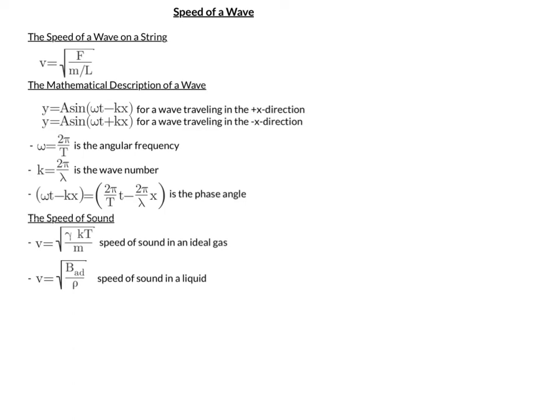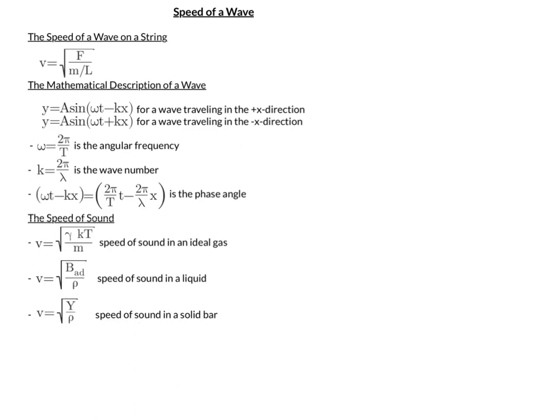Now for sound in a liquid, v is the square root of the adiabatic bulk modulus divided by the density of the liquid. We're using the adiabatic bulk modulus because as sound propagates through media, there is not really any heat transfer through the medium. There is a little bit of temperature difference between condensation and rarefaction, but not sufficient to actually cause any significant temperature changes or heat.